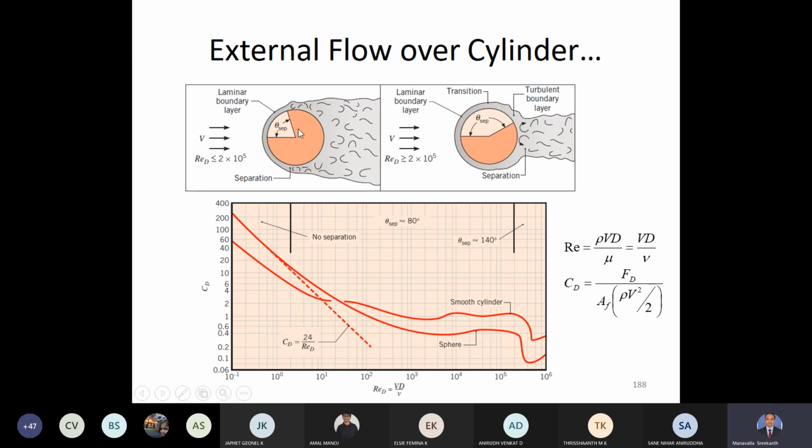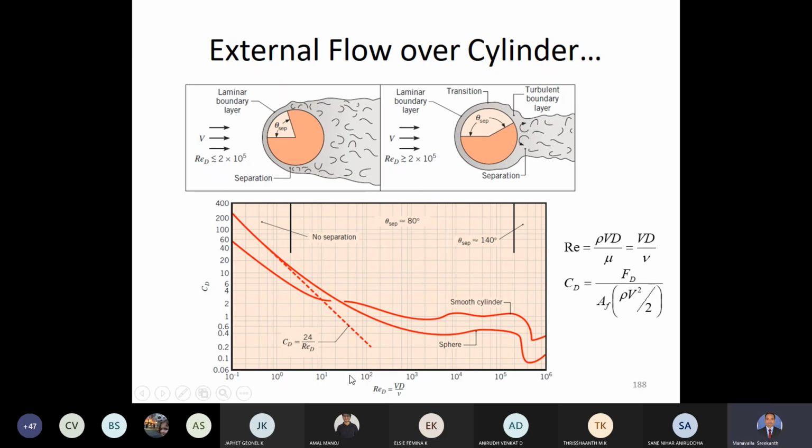Okay, so if the velocity is high, then the Reynolds number also is high. Now in this case, the Reynolds number is greater than 2 multiplied by 10 power 5. In this case, you see the flow separation has gone behind the object. That means the flow separation has been delayed. And if you go for a much higher Reynolds number, you may actually avoid the flow separation. If you are avoiding the flow separation, then the drag force will be very, very low.